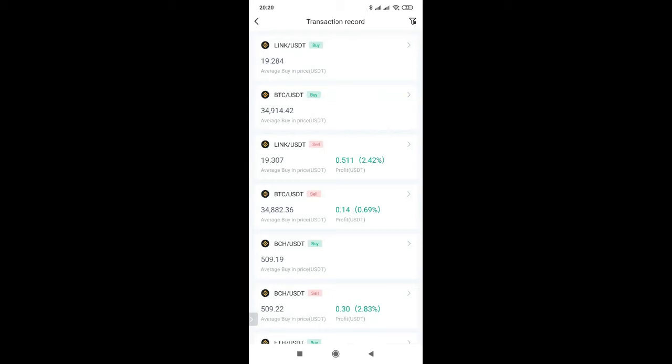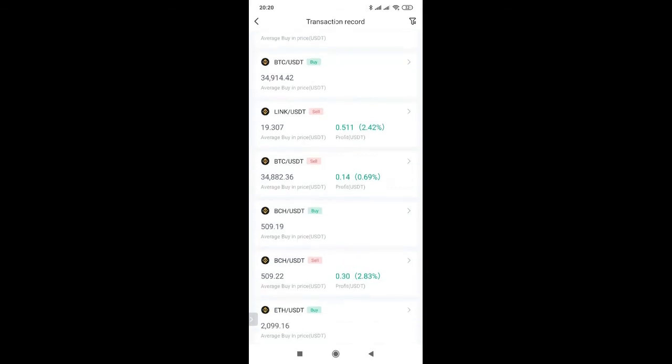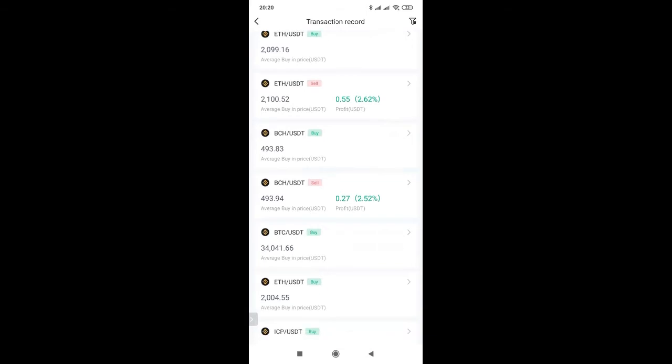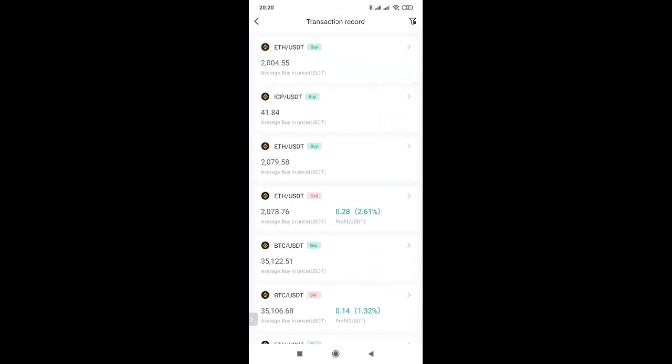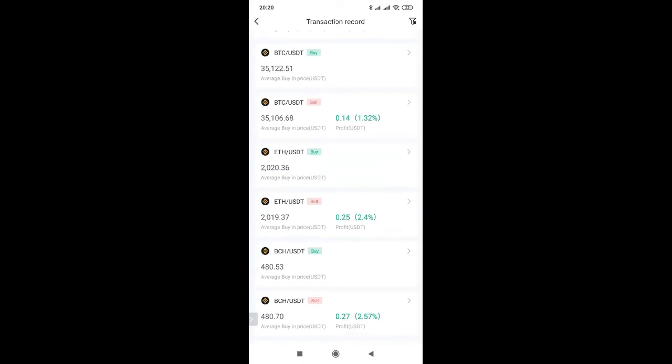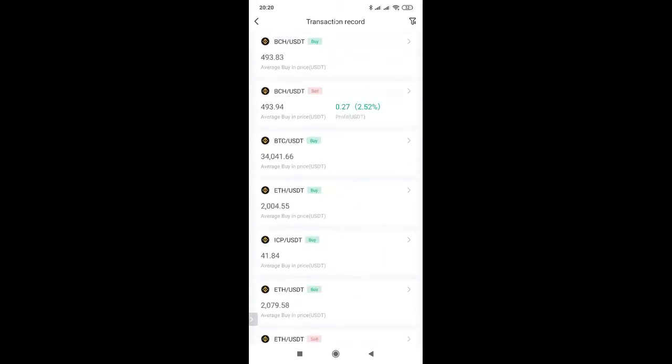Now, this is the transaction the robot has done so far. You can see 2.42%, 0.69%, 2.83%, 2.62%, 2.52%, 2.61%, 1.32%, and is giving consistent profits. So I don't have to be there. If I tell you that throughout today, I've not even opened the app. I'm not bothering the robot. When it goes to my sell order, it's going to sell for me and it's going to give me profits. These are the transaction record.